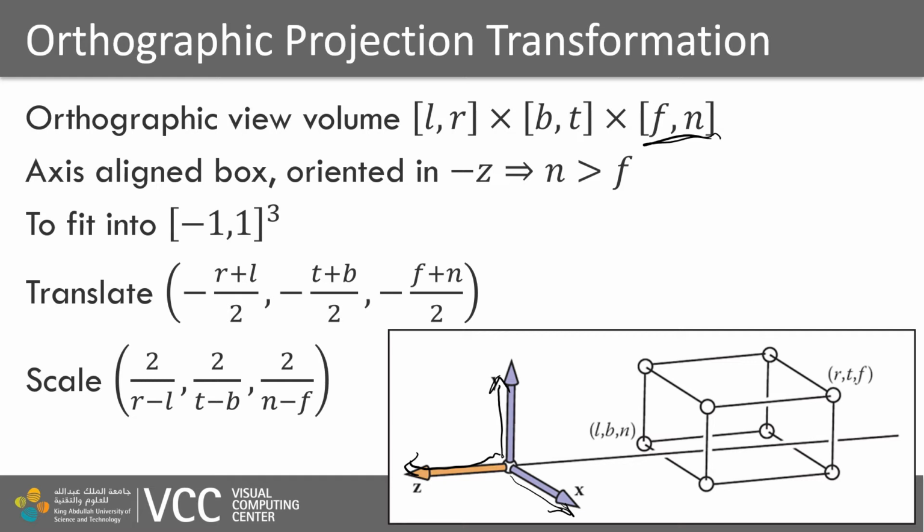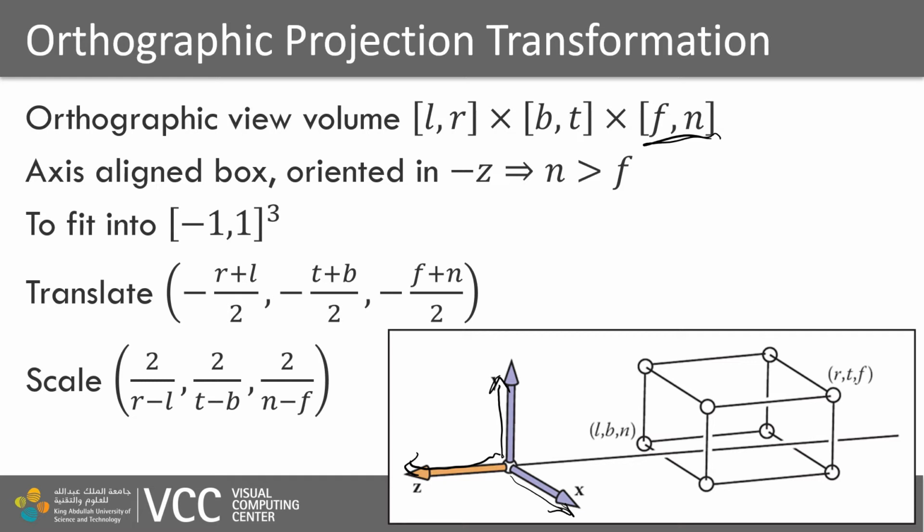So we have now an orthographic projection where we need to project our points, which have coordinates within these boundaries of these planes, into the interval [-1, 1] cubed.